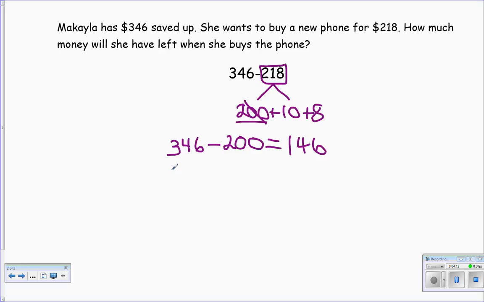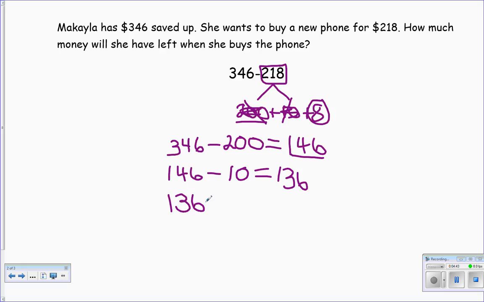Next, I'm going to do my tens because those should be pretty easy. So I'm going to take the number that I have now, 146, and I'm going to subtract my tens. I only have one 10 to take away, so the number below that is going to be 136. So I've scratched out my 10, I've scratched out my 200, I've used those, and now I'm left with this 8. Okay? So 136 minus the 8 in the ones place.